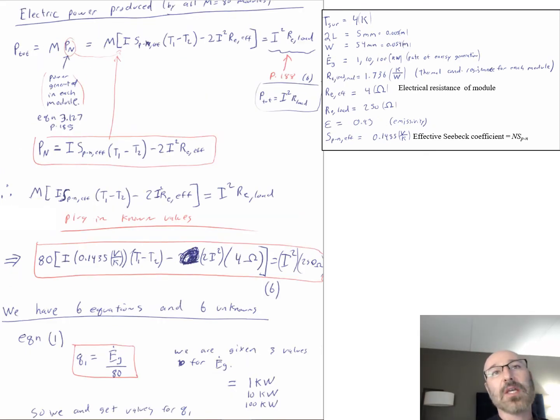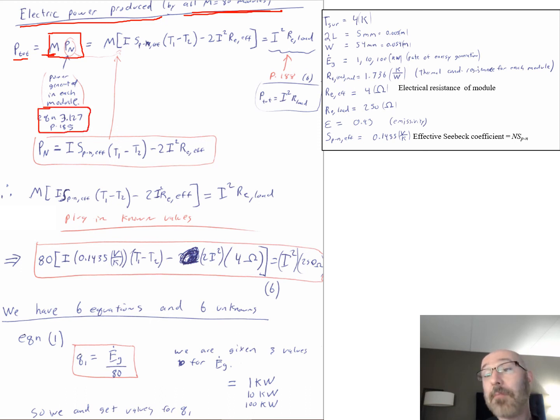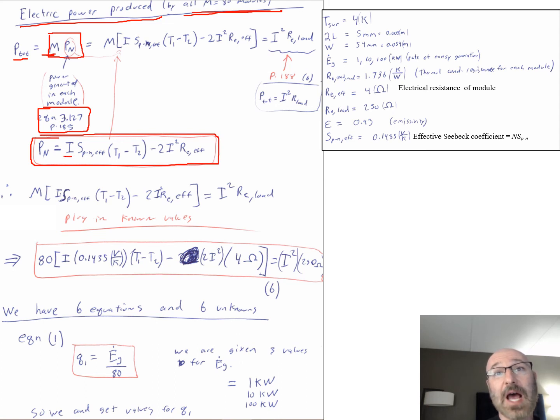So now we want to take a look and calculate our total power right here. This is the electrical power produced by all 80 modules. M is equal to 80. So we have this relationship down here. We have M times our P sub n, or the total number of modules, 80 modules times our P sub n, where P sub n is the power generated in each module. And this is given in equation 3.125 on page 185 of our textbook right there. So if we go to 185 of our textbook, take a look at that equation, 3.127. We have P sub n is equal to I times right here, our value here for our effective Seebeck coefficient, times our temperature difference between T1 minus T2, minus 2 times our I squared times our value here for our electrical resistance of the module right there.